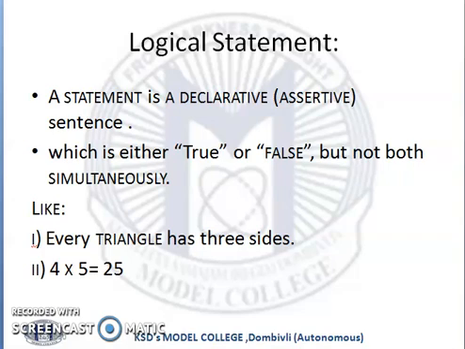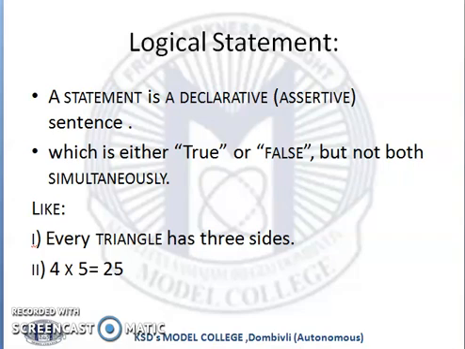Like, every triangle has 3 sides. This sentence tells us the truth value. Truth value means it is either true or false. The sentence is in front of you, so if within a second you can tell whether this sentence is true or false. The first sentence is true, so it is a logical statement.